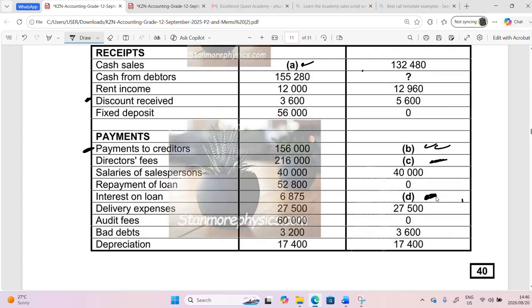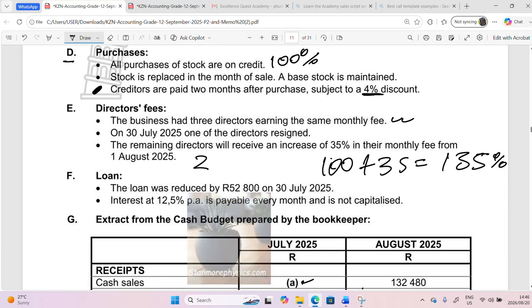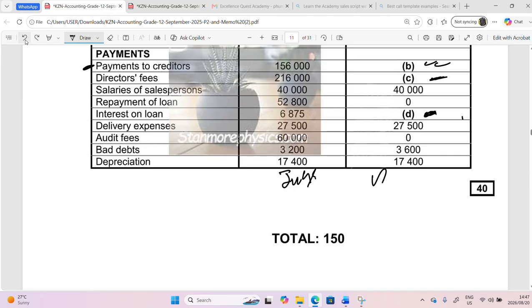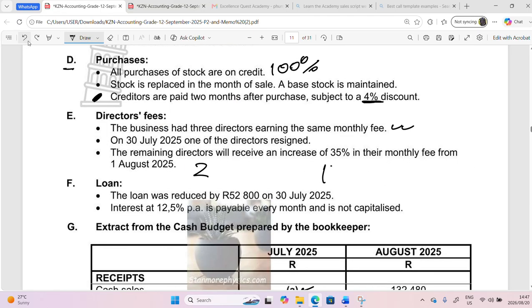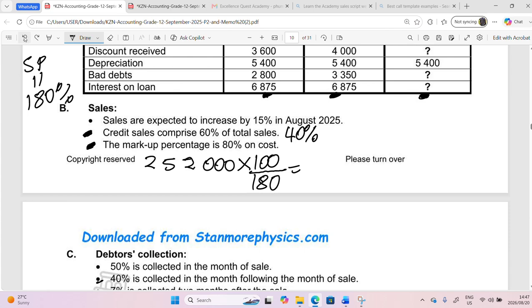D. I want you to check the interest on loan for which month? For July. Remember, we have July here, and then we have what? August. So we have interest for July, but for August we do not have. Here's what we'll do. I want you to check F. The loan was reduced by 52,800 on 30 July 2025. I want to clearly erase there so that you can see. All right, so I'm just erasing there, guys.